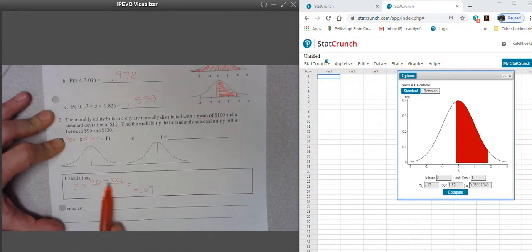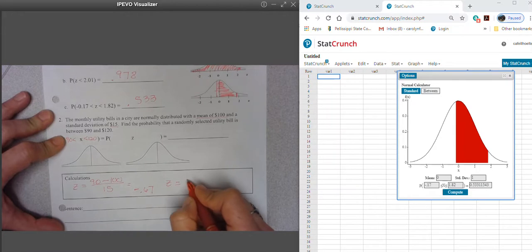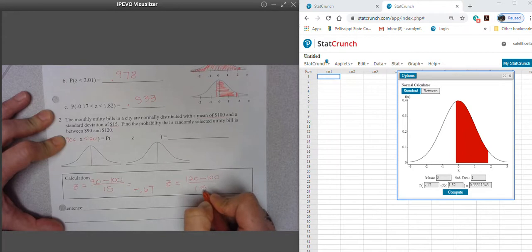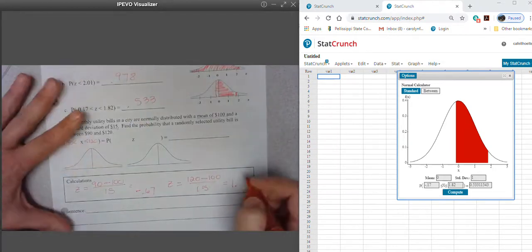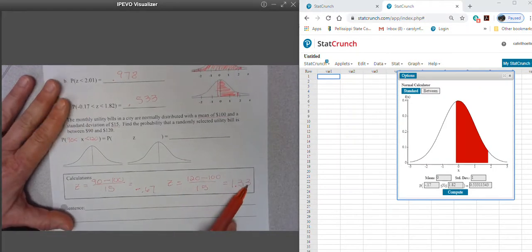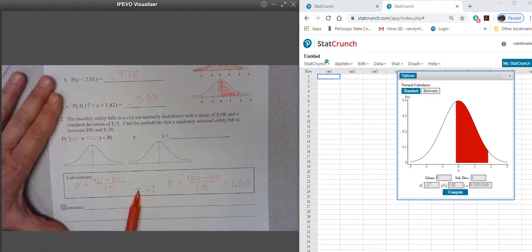Now, it's always important that we subtract in the right order so that we get the right sign for our z-score. So the order does matter here. Let's get the z-score for $120. So 120 minus the mean of 100 divided by the standard deviation of 15. That gives us a z-score of 1.33. What that tells us is that if your utility bill is $120, that's about 1.3 standard deviations above the average. However, if your utility bill is around $90, you're below average. You're about 0.67 standard deviations below average.